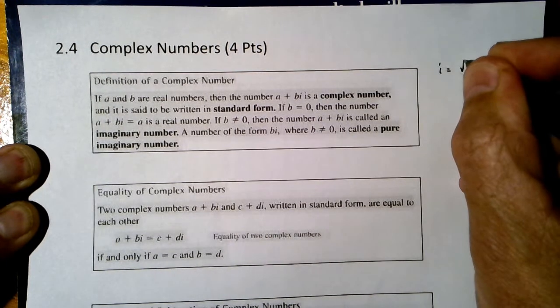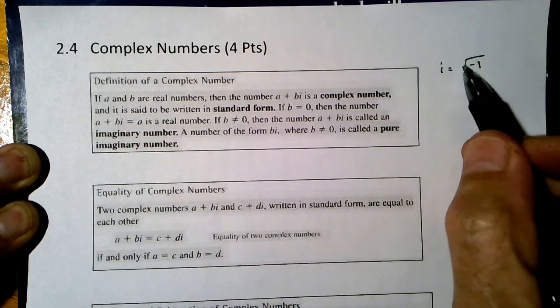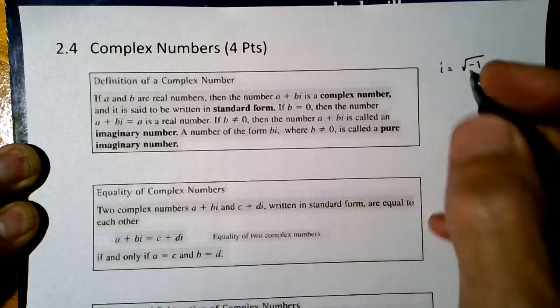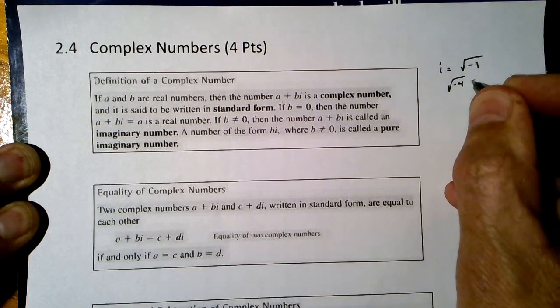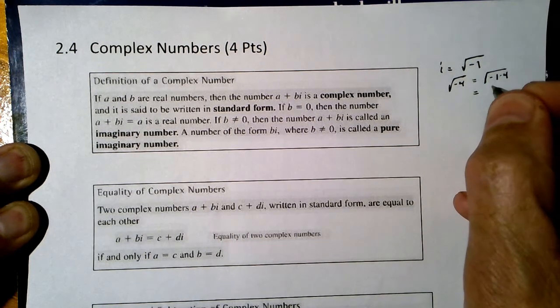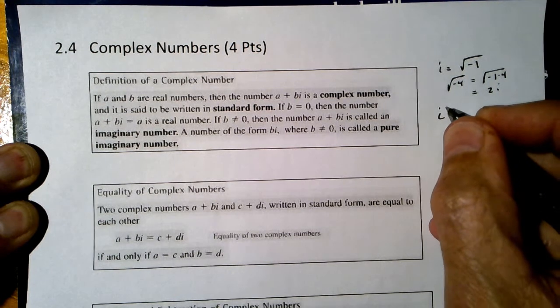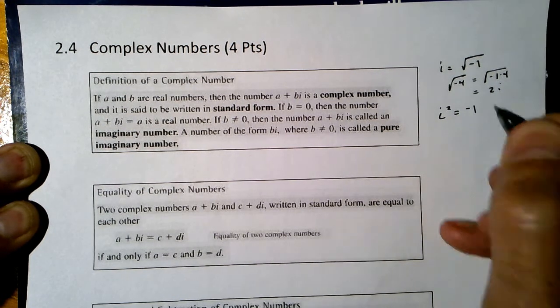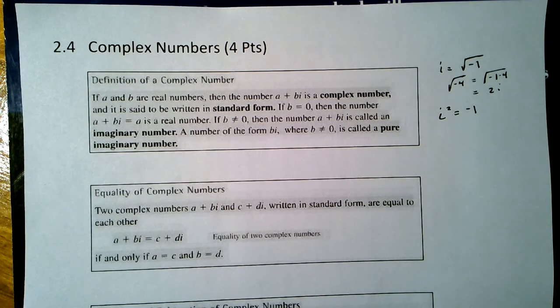I is the square root of -1, which seems strange because, of course, we don't have real numbers where we can have the square root of a negative, but the square root of -1 is I. Therefore, something like the square root of -4 could be considered the square root of -1 times 4, or I times 2, the square root of 4, 2, or 2I. Also worth noting, I squared is -1. So those are some things to keep in mind that are the foundation of everything we're doing here.